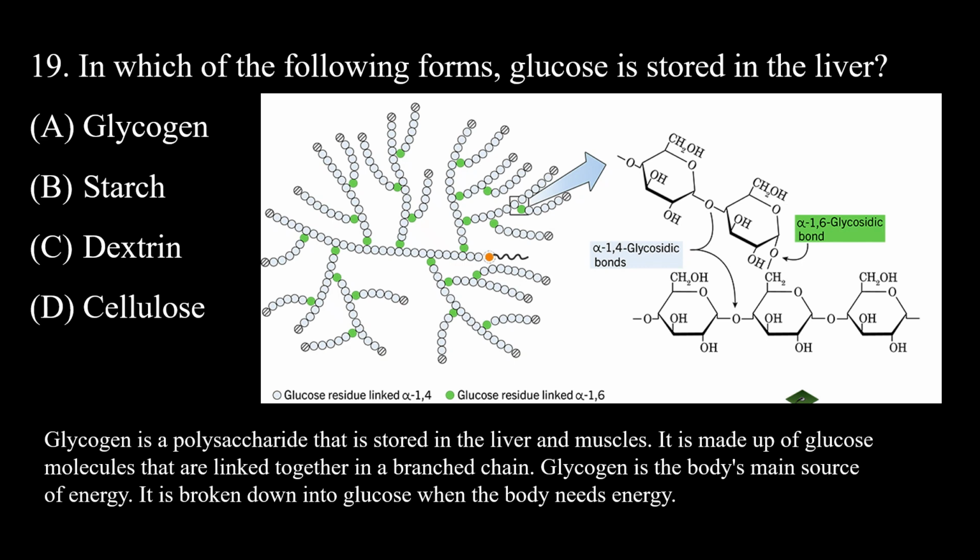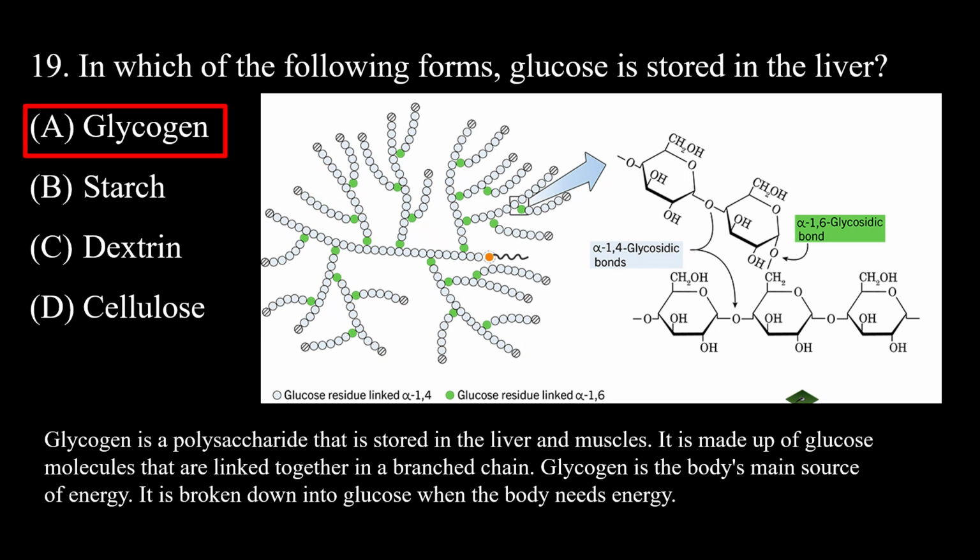Question number 19. In which of the following forms is glucose stored in the liver? A. Glycogen, B. Starch, C. Dextrin, D. Cellulose. The right option is A. Glycogen. Glycogen is the storage form of glucose in animals, or you can also say in the human body. Whenever we need glucose, it is utilized for energy, and when there is enough energy, glucose molecules combine together by glycosidic linkages and make up glycogen, which is stored in the liver.